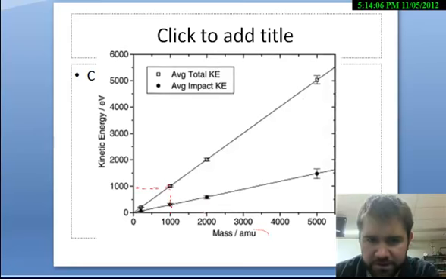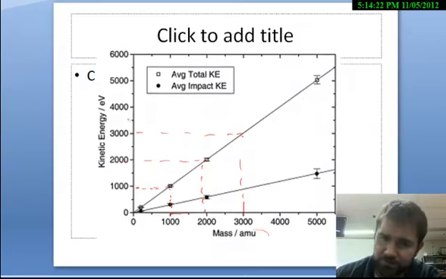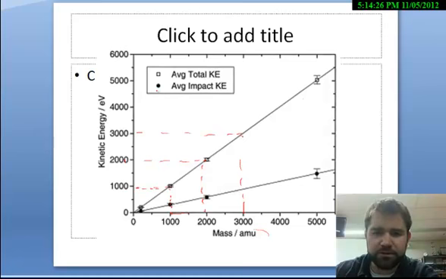What if we double the mass to 2,000? Now we have a kinetic energy of 2,000. So as the mass doubled, the kinetic energy doubled. If the mass triples, 1,000 to 3,000, the kinetic energy goes from 1,000 to 3,000. So, as mass doubles, kinetic energy doubles. As mass triples, kinetic energy triples. We can put that all together in one equation.